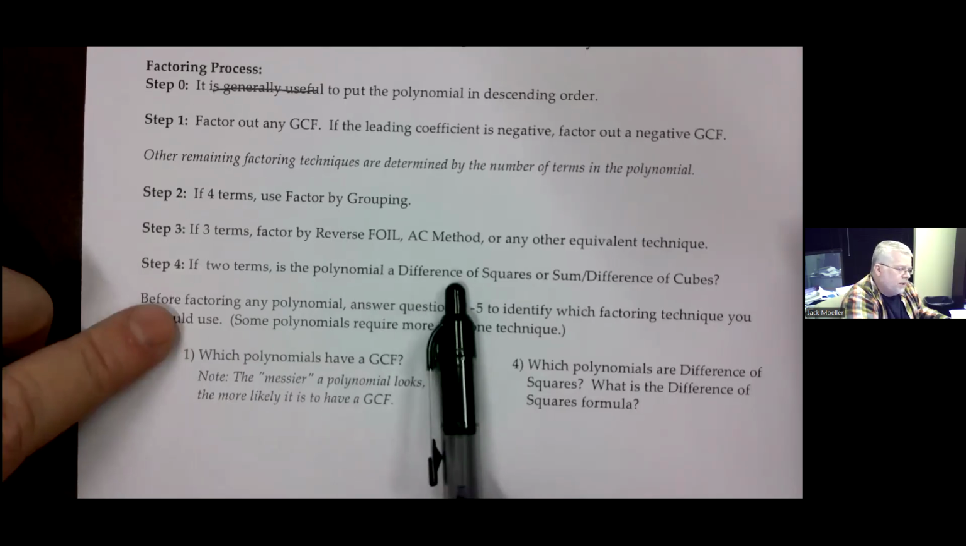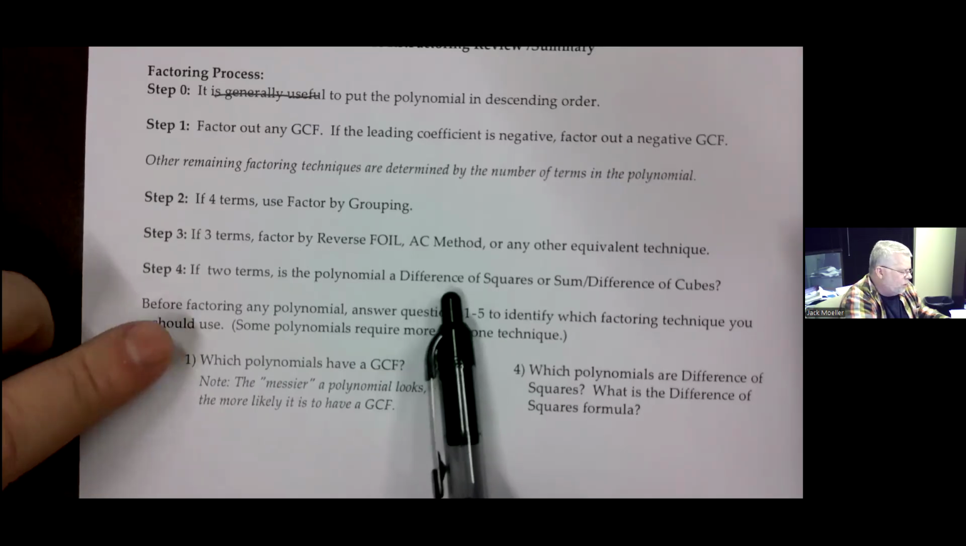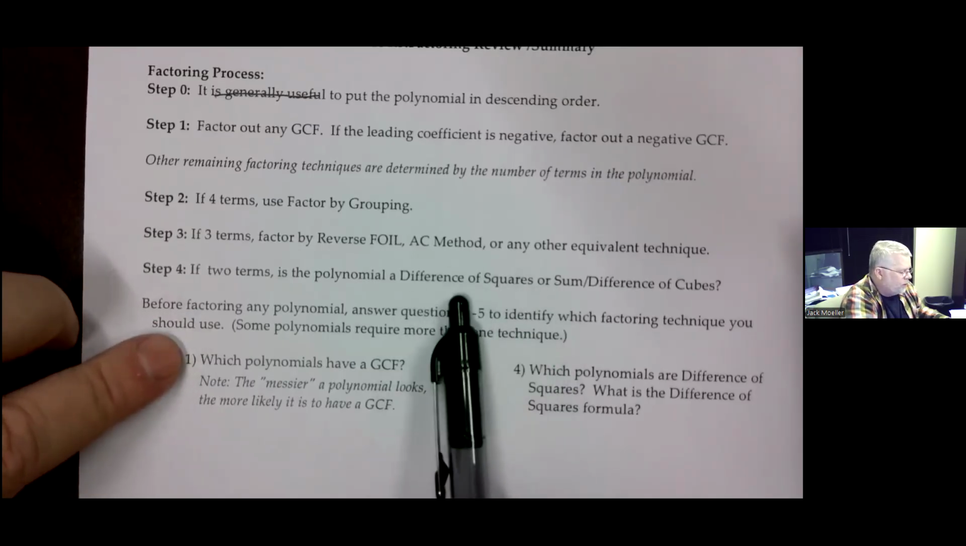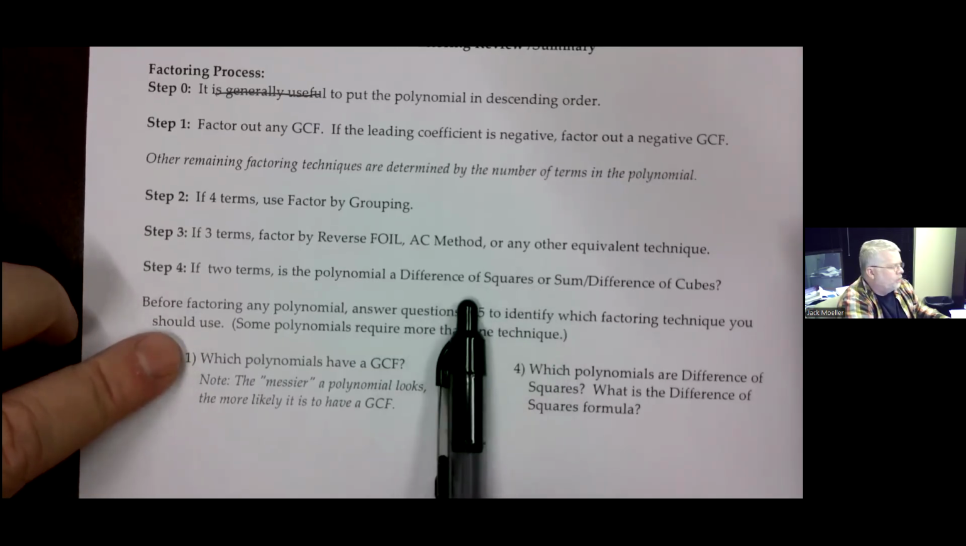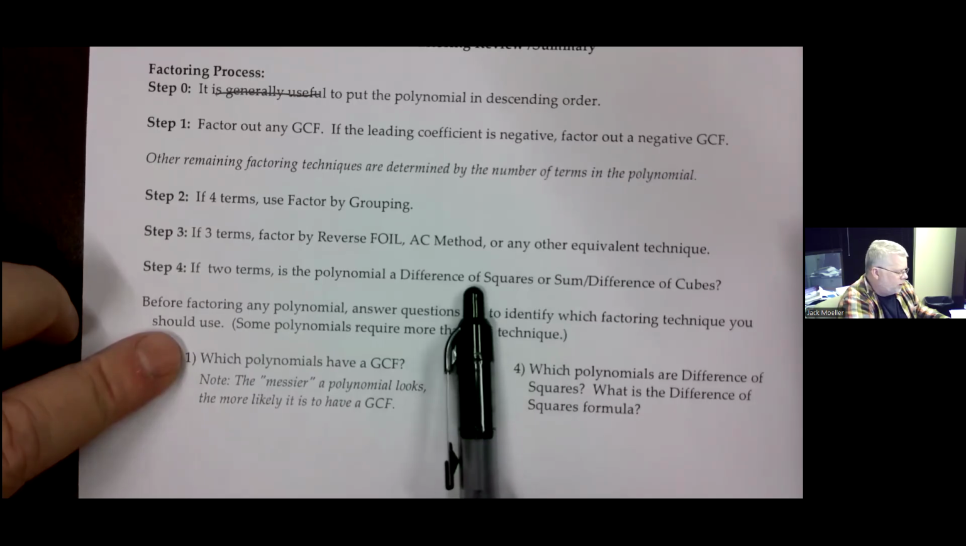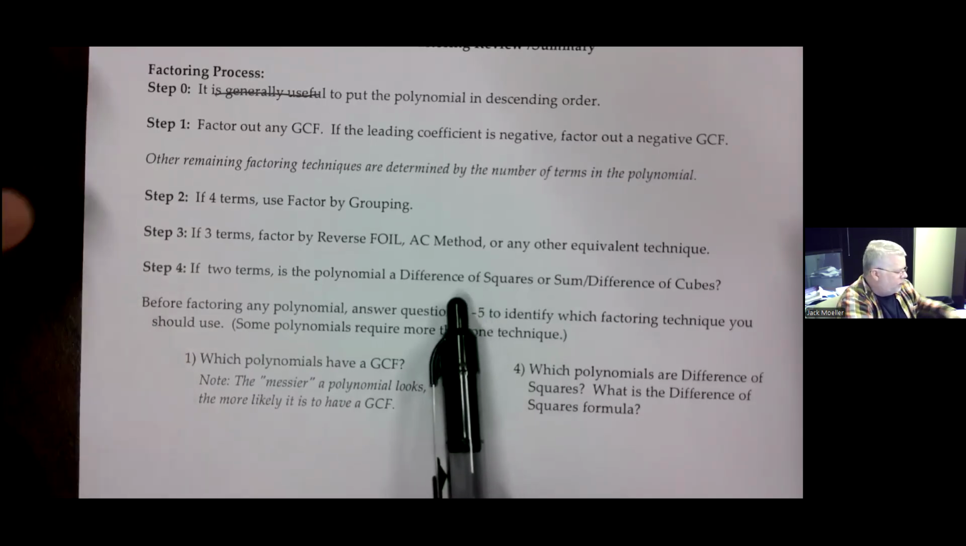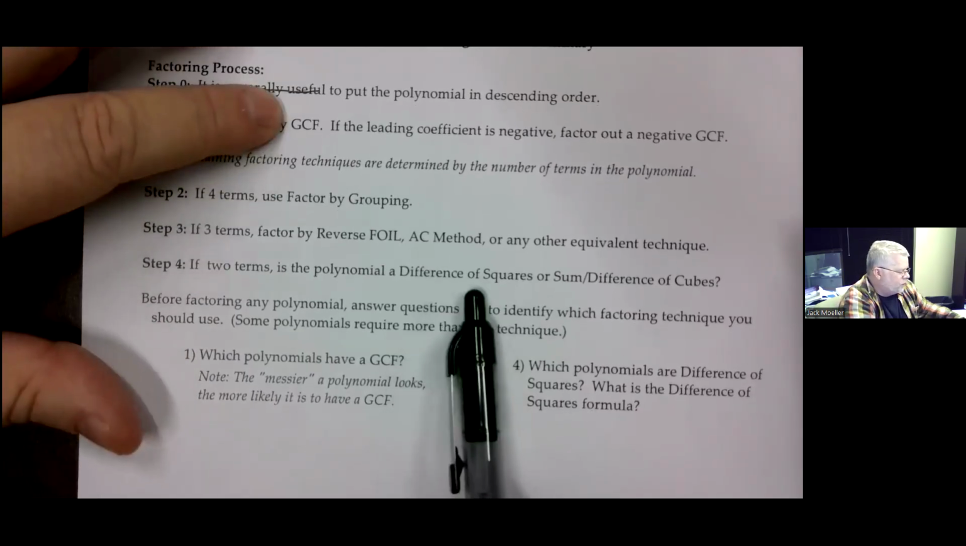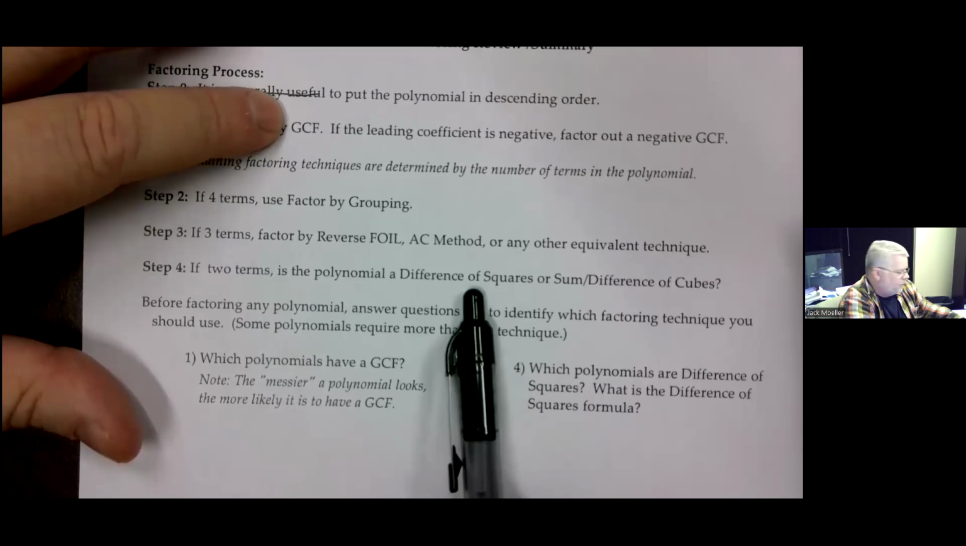But then it also has to be a subtraction, not an addition. Okay. So once we talk about the different squares techniques, that one I think is pretty straightforward to recognize. And if it's a binomial, it can only be a GCF or a difference of squares. So those are only two techniques.